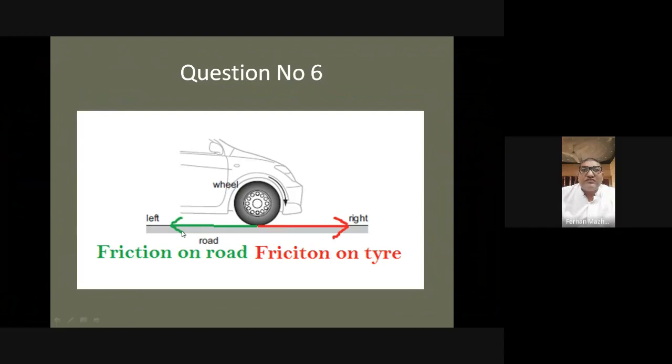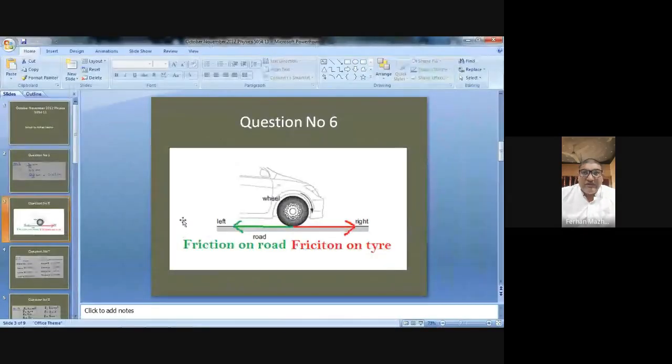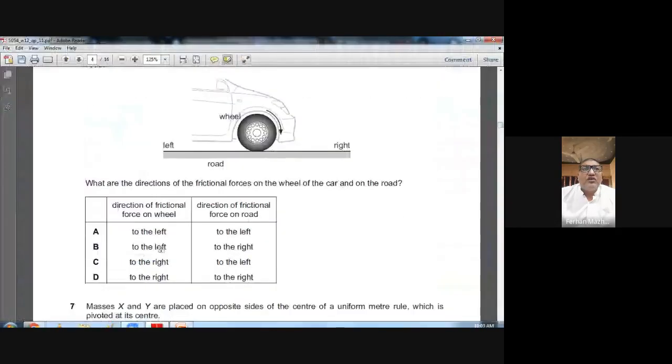So a little tricky question. The friction on the tire will be towards the right, and the friction on the road will be towards the left. On the wheel it will be towards right, and on the road it will be towards the left. So I think C is the choice. Question number 6, C is the choice.